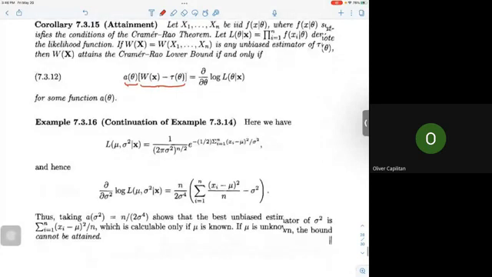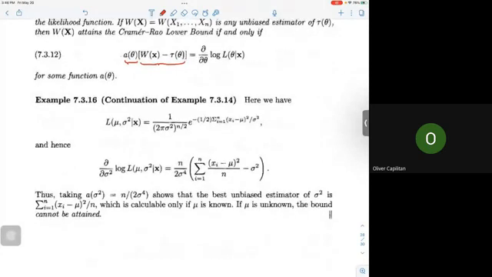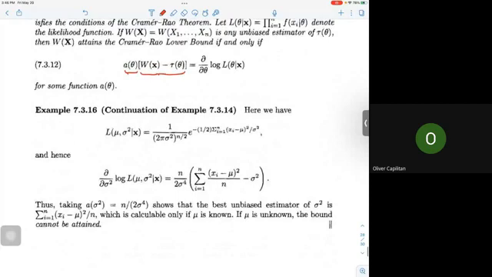So if we're going to determine the log likelihood of this, so the log of the likelihood of mu given our sample, kasi log likelihood tayo eh, no? Log likelihood yan.